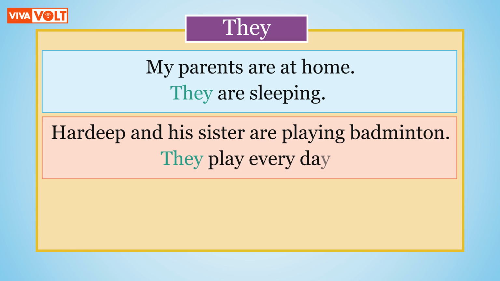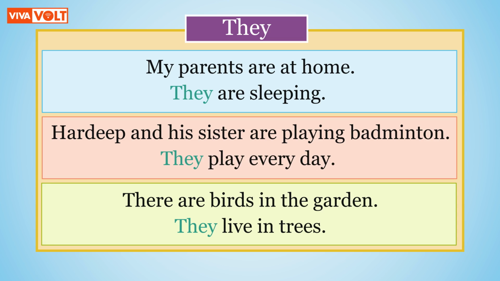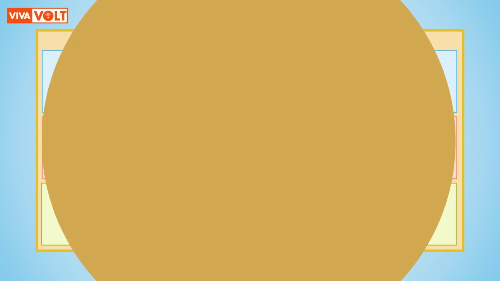They play every day. There are birds in the garden. They live in trees. In the first example, they stands for my parents. In the second example, they stands for Hardeep and his sister. In the third example, they stands for birds. Let us practice what we have learnt about pronouns so far.